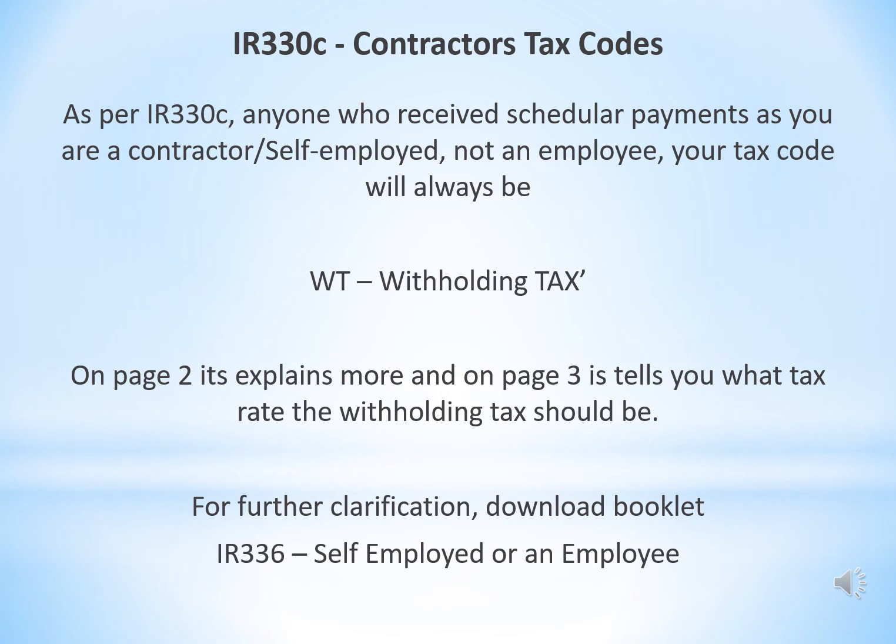IR330C Contractor Tax Codes. This is used for those who receive schedular payments where the payer deducts withholding tax at the rate you have chosen, most commonly 20%, and you are responsible for any ACC levies relating to that income, which you will be invoiced directly from ACC after you have filed your yearly income tax return. For further information, download the IR336 guide from IRD's website to help you decide if you need to use this tax type or not.